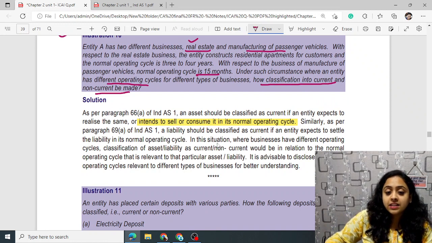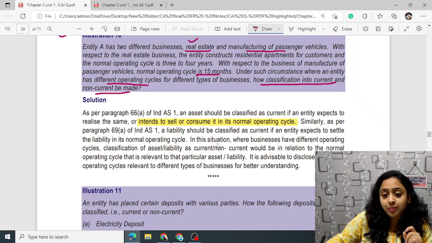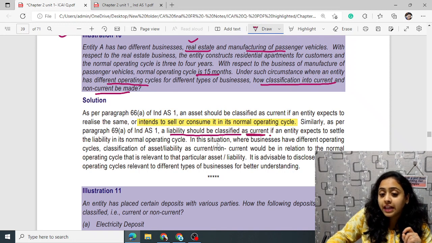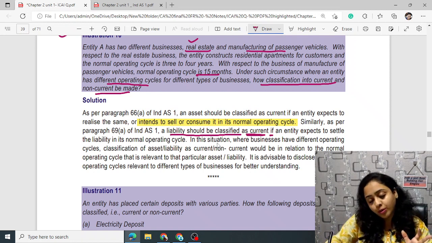Firstly, an asset should be classified as current if an entity expects to realize the same or intends to sell or consume it in its normal operating cycle. Similarly, as per para 69A of Ind AS 1, a liability should be classified as current if an entity expects to settle the liability in its normal operating cycle.